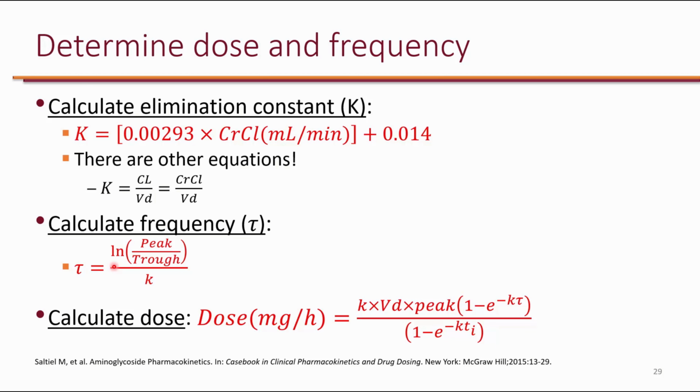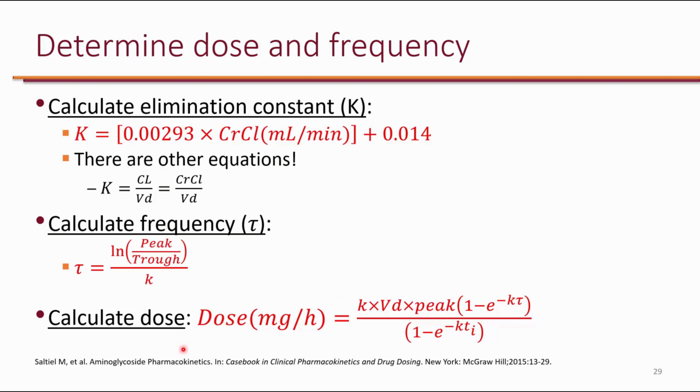Frequency should be every 24 hours, every 12 hours, every 8 hours, every 6 hours. So those are things that are regular. So you don't want to do something like every 5 hours or every 7 hours. That's going to make the schedule hard to follow, and it's going to make it very difficult for the nurses to administer the drug. So you want to use standardized frequency. So if you get a tau of 5, for example, you want to round it to the closest standard frequency, which would be 6.